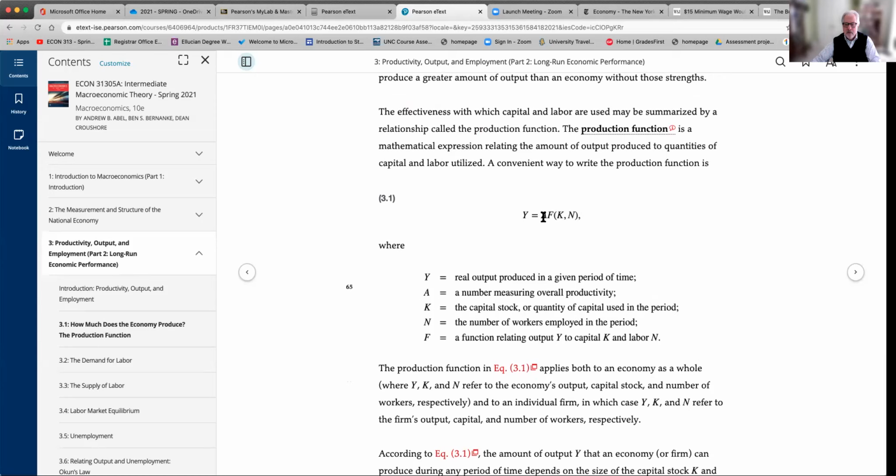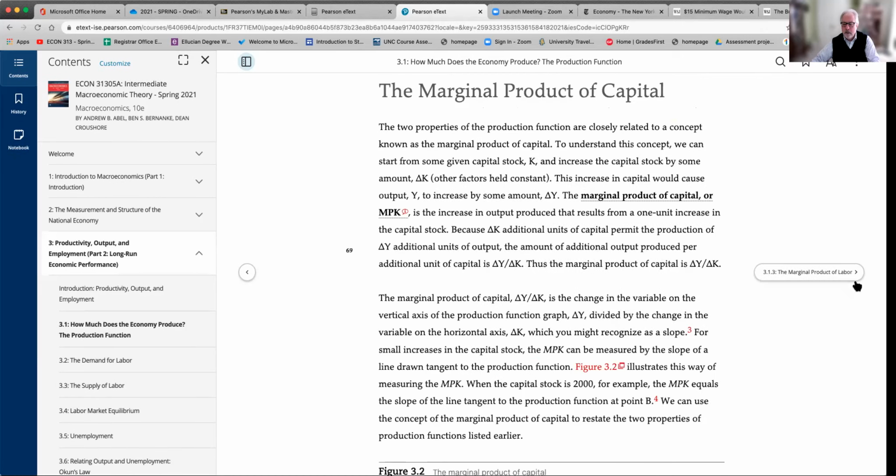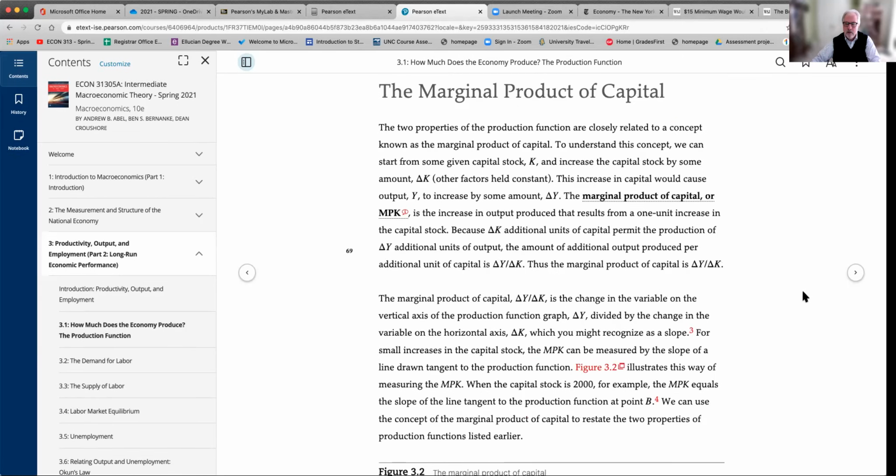And A is some measure of overall productivity in the economy. Oftentimes we relate that to technology. So it's how much a given amount of capital and labor together can produce. Technology, for example, can allow the same amount of machines and people to produce more stuff, more real GDP. So that is the mathematical equation.